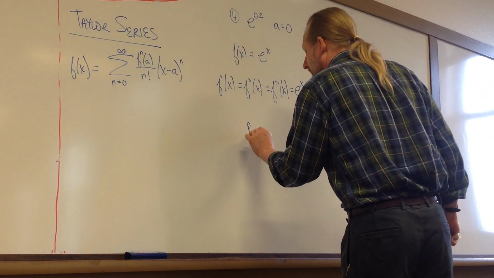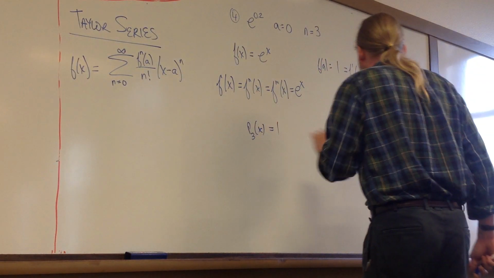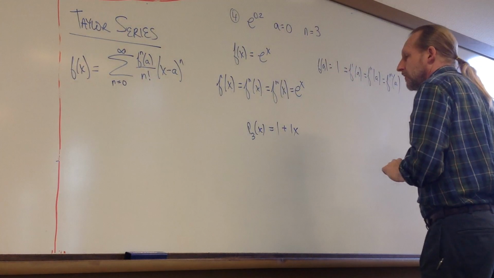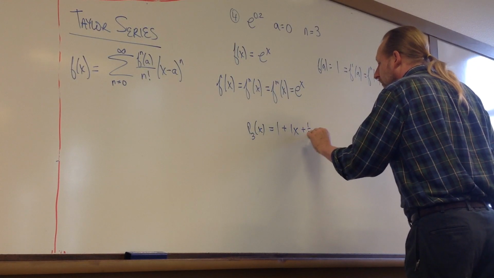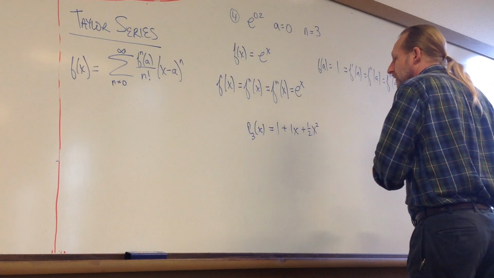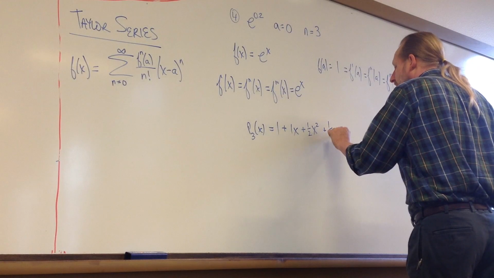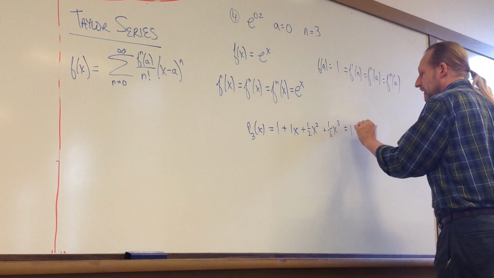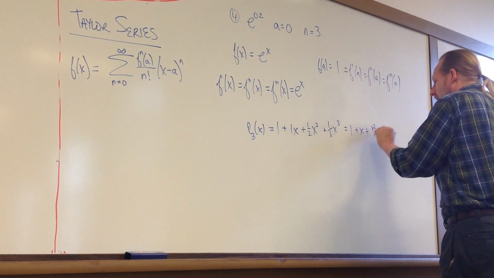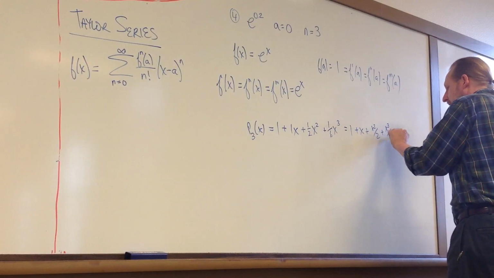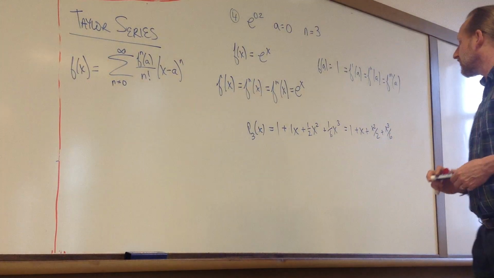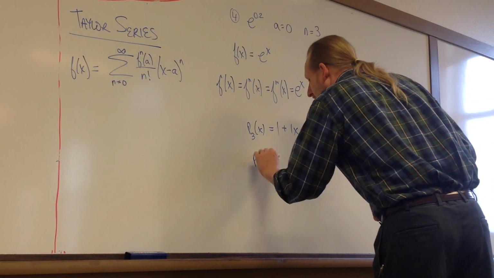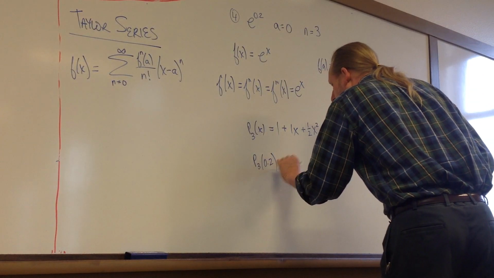All right, so our approximating polynomial, P3, is going to be 1 plus 1 times x minus 0 to the first power, plus 1 over 2, x minus 0 squared, and then 1 over 3 factorial, x minus 0 cubed. So this is a nice, straightforward approximating polynomial. We've got 1 plus x plus x squared over 2 plus x cubed over 6. And now we want to evaluate this for 0.2.